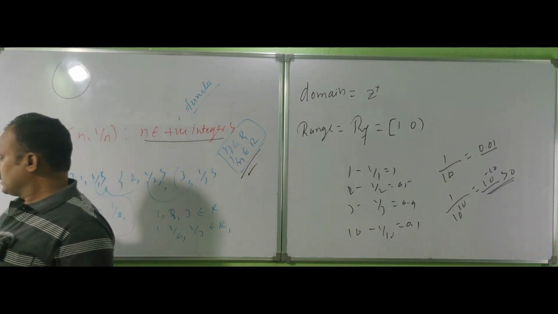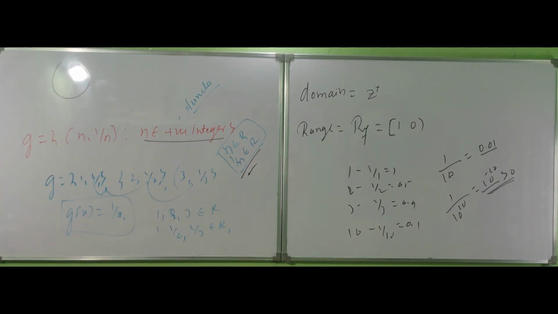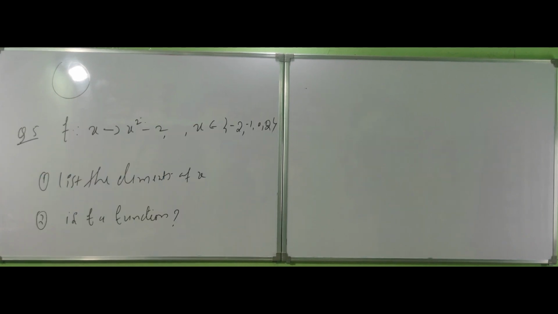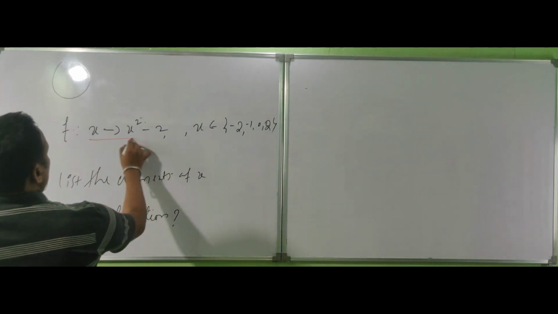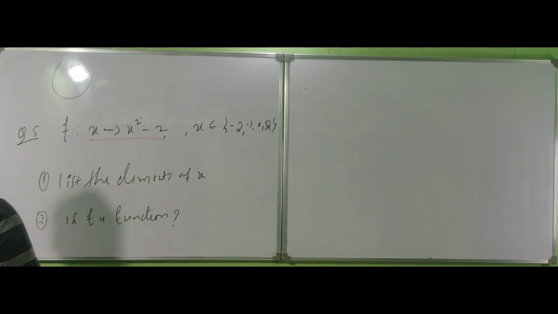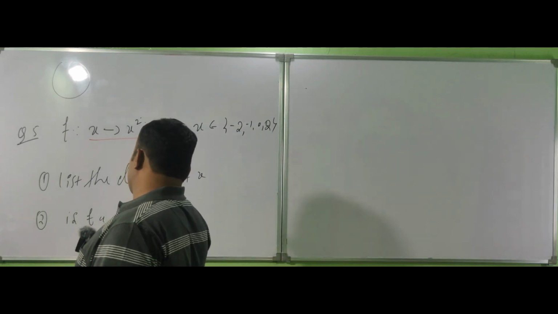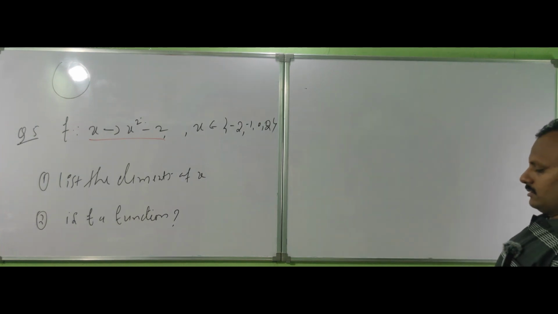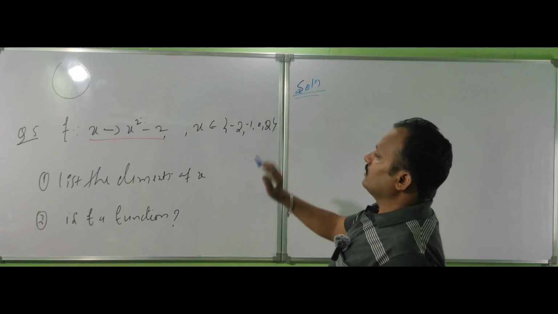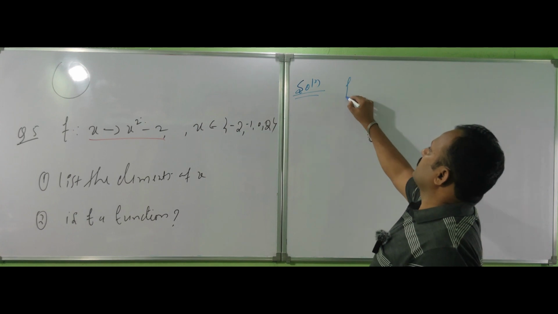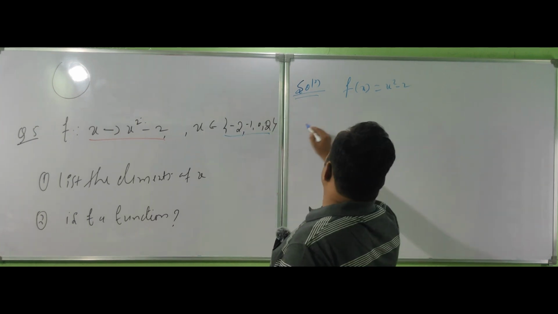Next question is example 5. If f is a function from x to x square minus 2, and x belongs to minus 2, minus 1, 0 and 2. The question is: list the elements of f and is f a function or not. Solution: first we should list the elements. What is our function? x square minus 2. These are the inputs and this is the output.